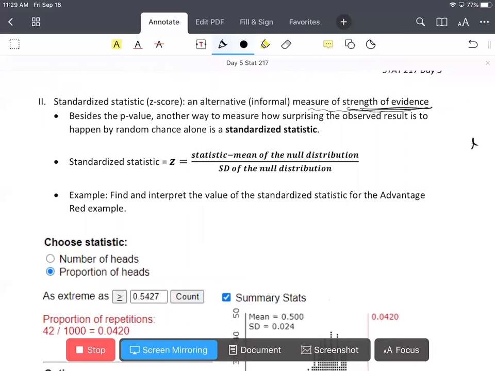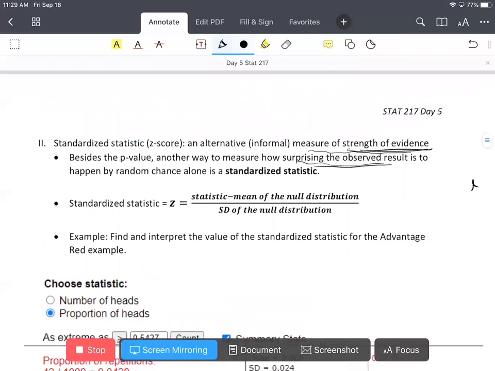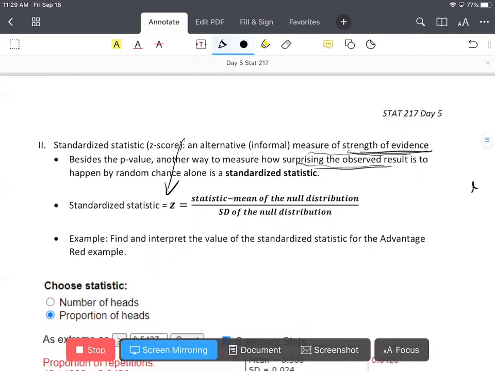So besides the p-value, there's another way. And it once again looks at how surprising the observed statistic is. So where is it relative to the center is how I think about it. So this standardized statistic, in this case, we're using Z, and this is for proportions. So when we're looking at p hat.